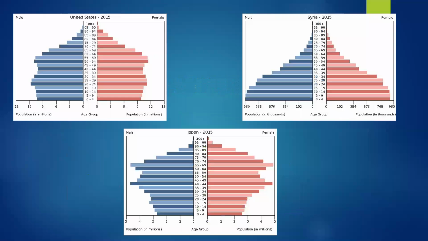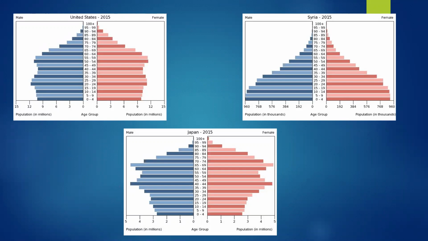So here's an example of population pyramids. The US is shown on the top left, Syria on the top right, and then Japan at the bottom. Population pyramids, if you're not familiar with them, just show the number of people in each age group by sex. So for example, if we look at the US here, the 0 to 4 is the youngest age group. We can see that there's about 9.5 million women aged 0 to 4 in the US in 2015, and about the same number, maybe more like 10 million males aged 0 to 4 in the US in 2015.